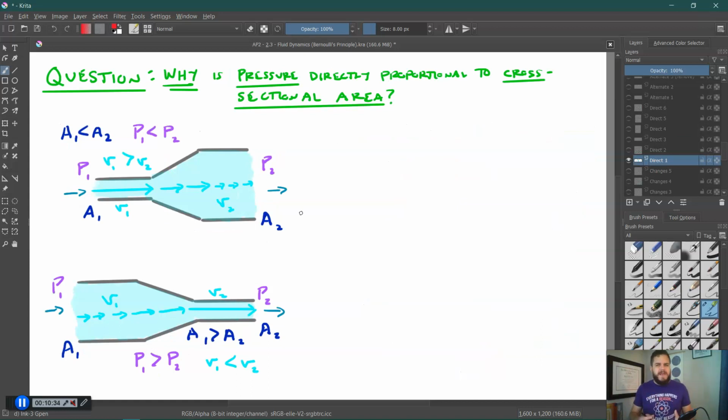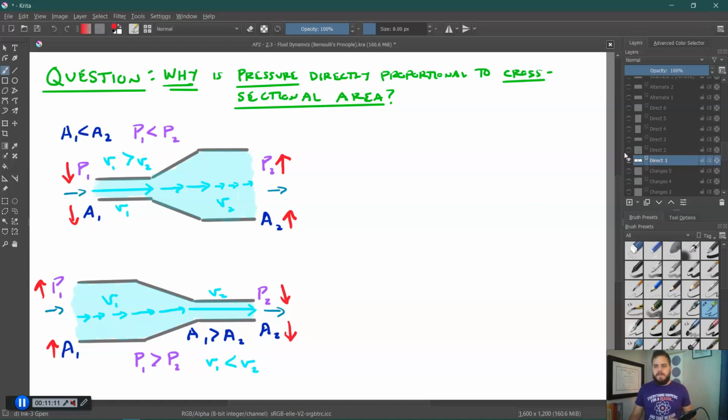So why exactly is pressure directly proportional to cross-sectional area? To make sure we understand these diagrams, what we're saying is when the area is wider, we have a higher pressure, and when the area is lower, we have a lower pressure. As a quick reminder, we already saw this with the continuity equation. When we have that wider pipe, it's going slower. When we have that narrower pipe, it's going faster. So this top situation goes from fast to slow, and the bottom situation goes from slow to fast.